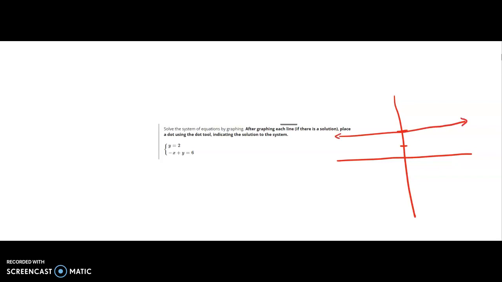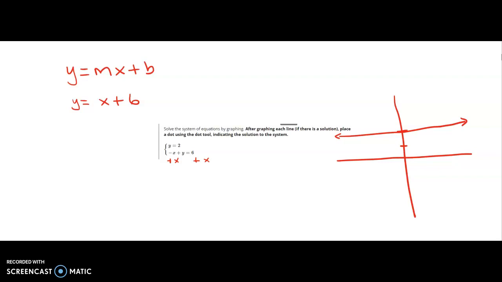Okay. Next, we have negative x plus y equals 6. So we could graph this either using the slope-intercept method, or we could graph it by finding points. Because y doesn't have a coefficient in front of it, we're just going to graph it using the slope-intercept method. So we're going to solve the equation so it's in y equals mx plus b form. So I'll add the x to each side, and then we'll get y equals x plus 6. I'm going to rewrite the order so it's in the correct form.